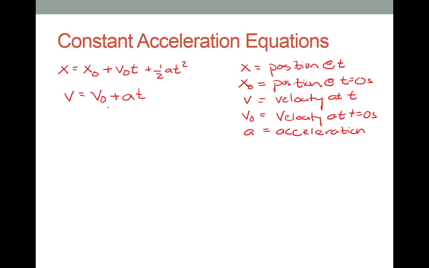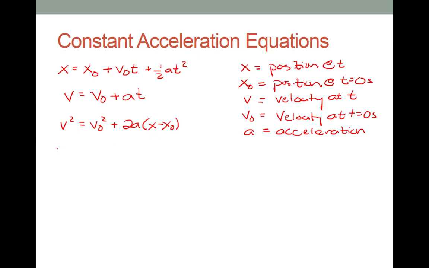Okay, to get the third one, what you need to do is take the second equation, solve for t, and sub it into the first one. And that results in an equation for the velocity squared. Okay, so the velocity at time t squared equals the initial velocity, v naught squared, plus 2 times the acceleration times the change in position, x minus x naught. Okay, so there's your first 3 equations.